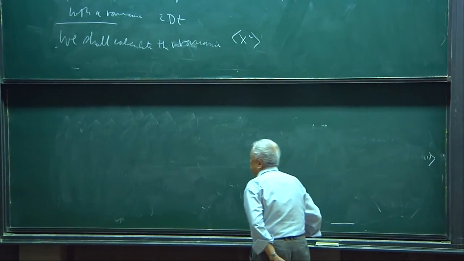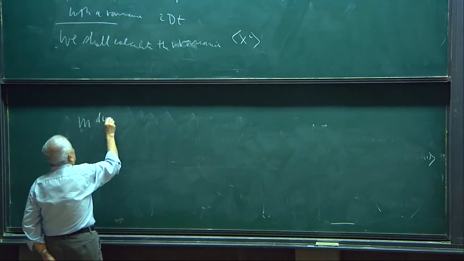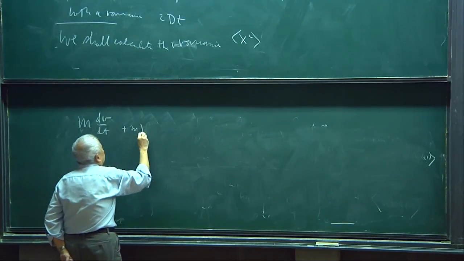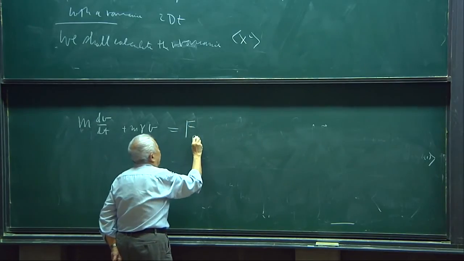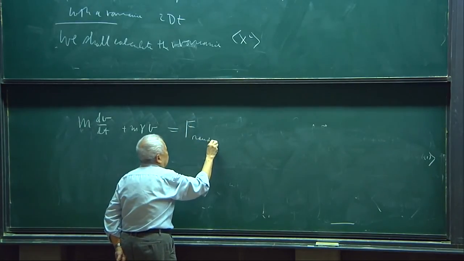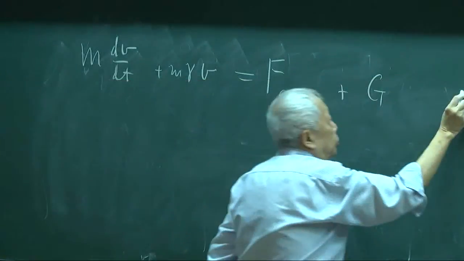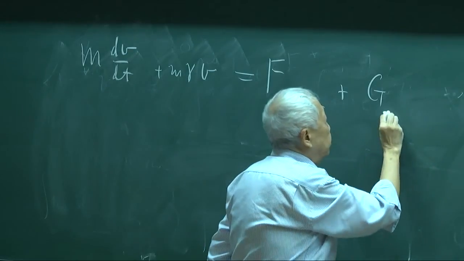You have the Langevin equation, m dv/dt plus m gamma v is equal to f random, which is important, plus G, where G is a regular force. Say, for example, G is going to be minus some gradient.